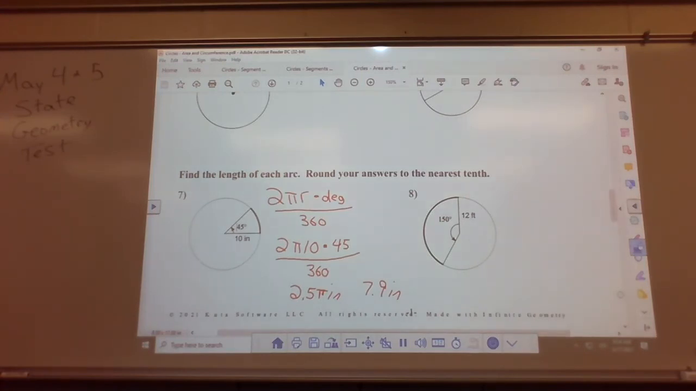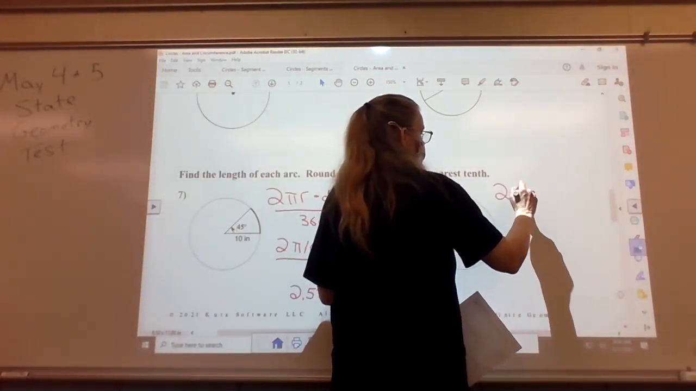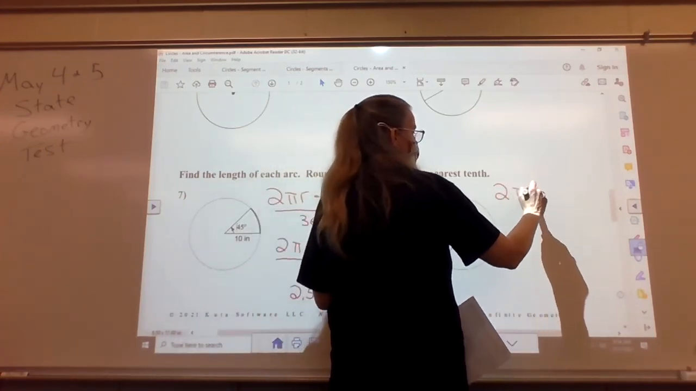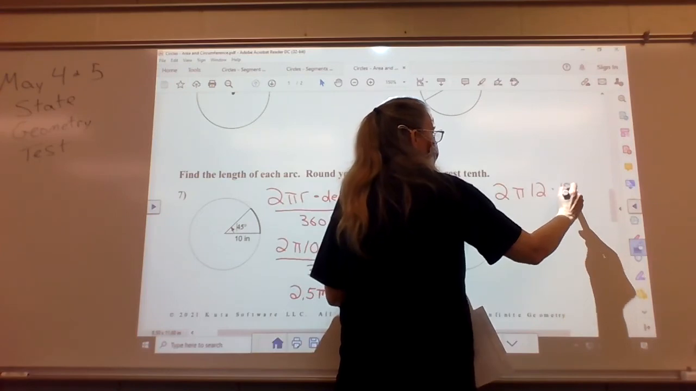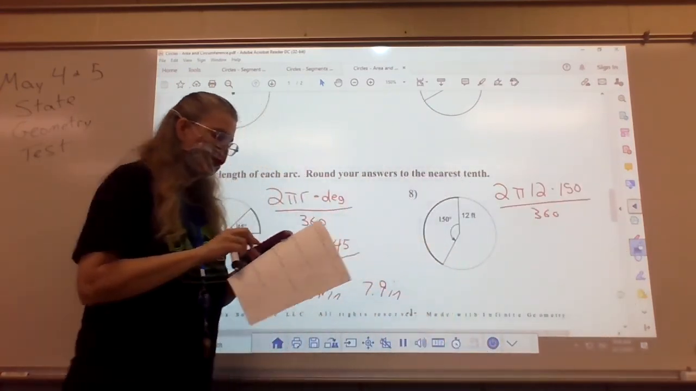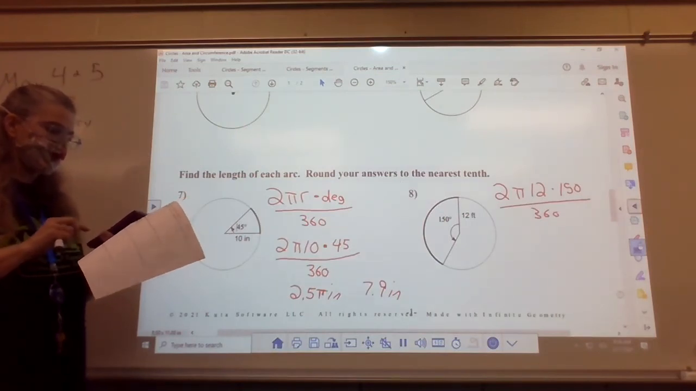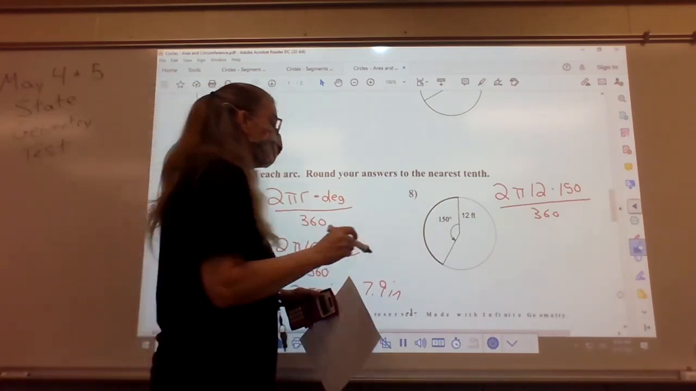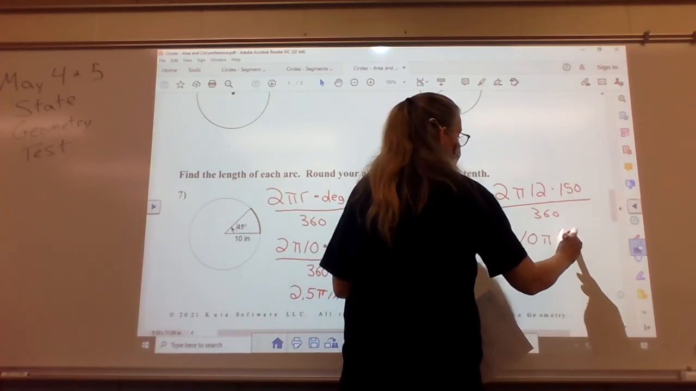And number 8. 2 pi radius, degree, divide by 360. 2 times 12 times 150 equals, divide by 360. Well, that comes out nice. It's just 10. So 10 pi feet.